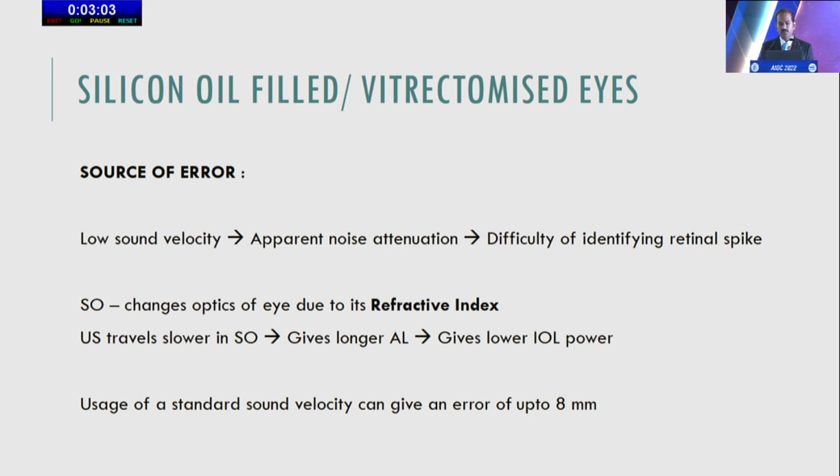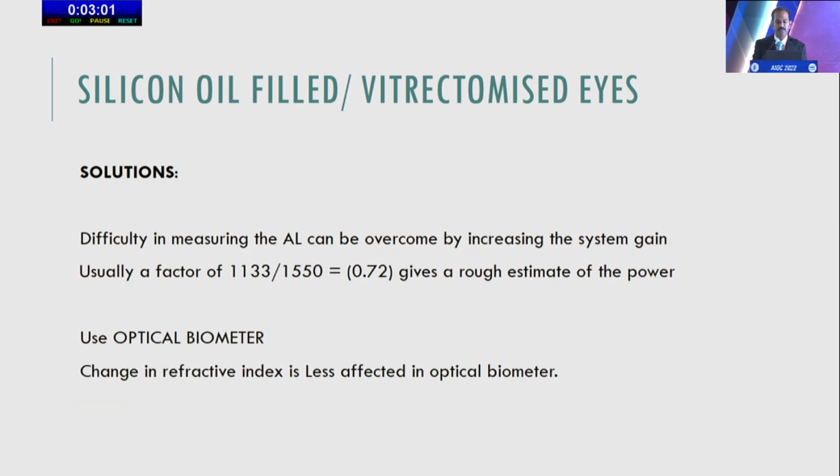Usage of a standard sound velocity can give an error of up to 8 millimeters. So the simple solution is to use a correction factor of 0.72, which will give a rough estimate of the power.